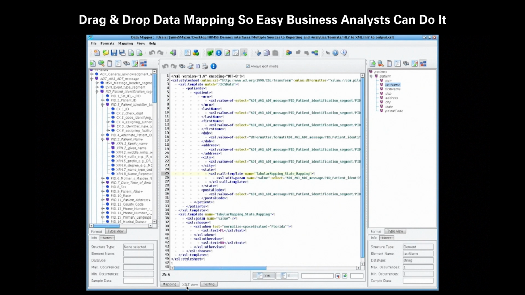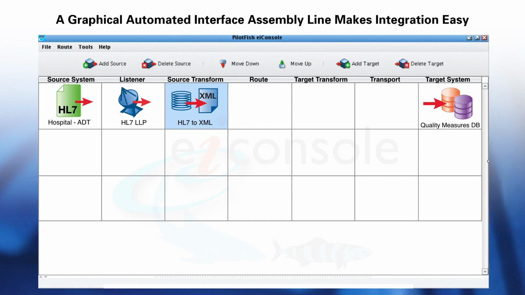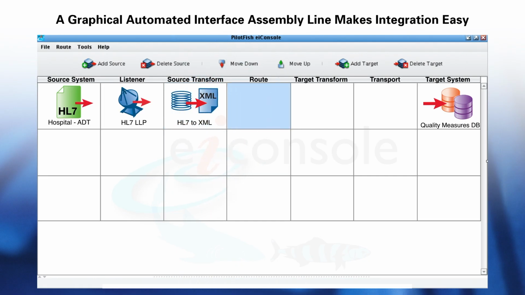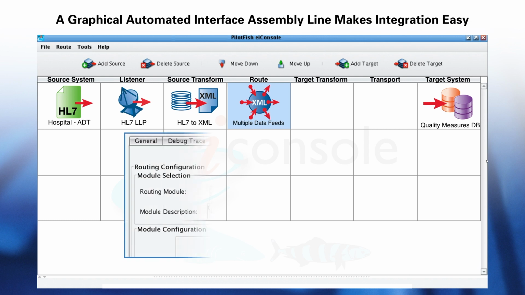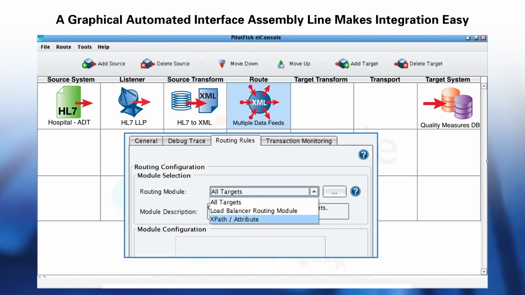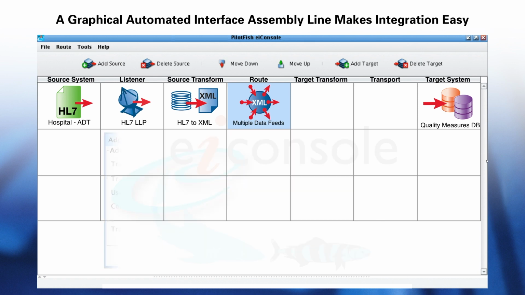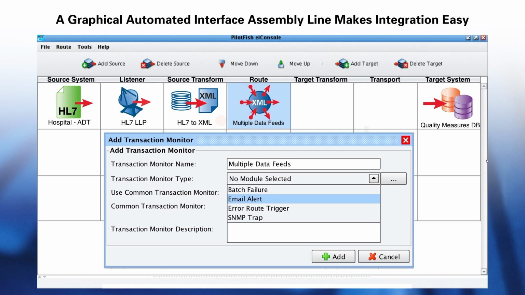In the PilotFish data mapper, users can work in code or graphical view in real time and swap back and forth between the two. After you have configured the source transformation stage, you move on to the route stage. Your users can add routing rules. You can send to all targets or layer XPath expressions to route transactions. You can also add transaction monitoring to set up email alerts, error route triggers, and SNMP traps.